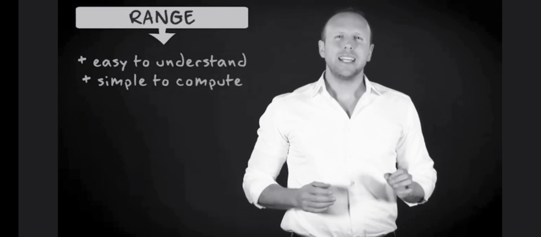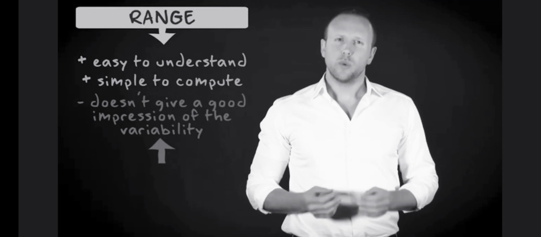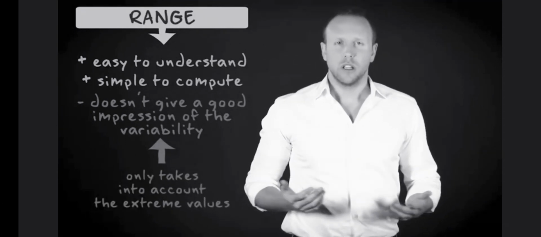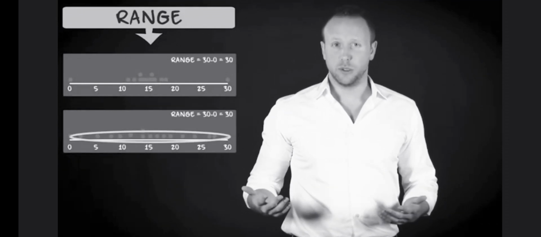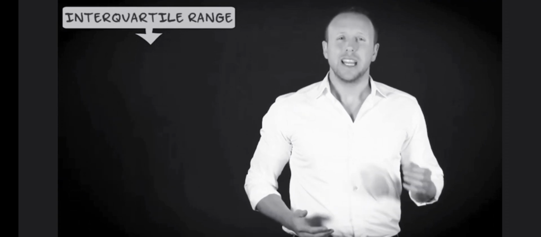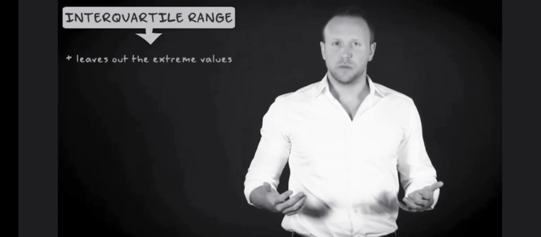However, in many cases it doesn't give a good impression of the variability of the data. The reason is that it only takes into account the extreme values. Look at these two distributions. They have the same range, but you can see immediately that the variability in the second distribution is very different from the variability in the first graph. Another measure of variability, the interquartile range, is a better measure of dispersion, because it leaves out the extreme values.